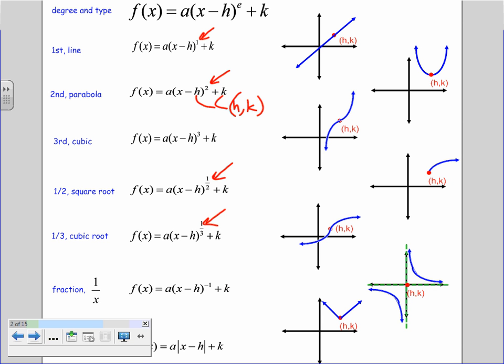So what we want to be able to do is look at the equation and translate it, either mentally or write it out, and see what it looks like.